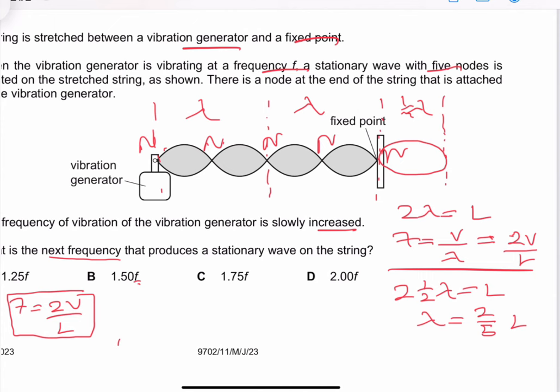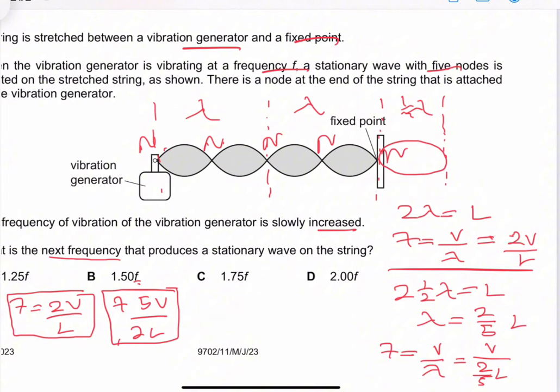And we know that F is equal to V over lambda, right? So our lambda is now 2 over 5 of L. Therefore, our F is now equal to 5V over 2L, essentially, because it's 2 over 5 L and V here, meaning that it now has to flip up. So this is essentially our new frequency.